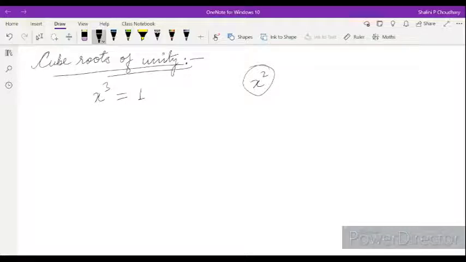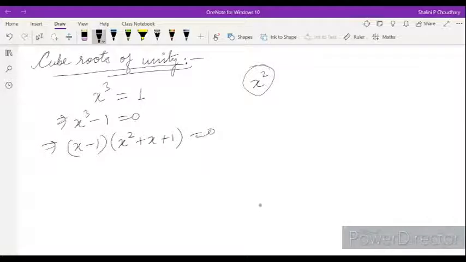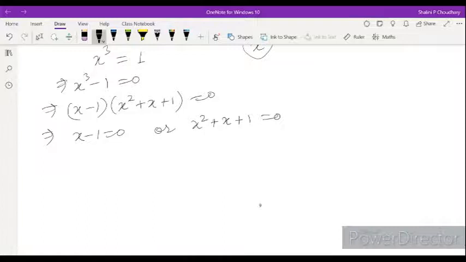So x cube is equal to 1 means x cube minus 1 is equal to 0. Now if we take x minus 1 common, what will be left behind? x square plus x plus 1, that is equal to 0. It means either x minus 1 is equal to 0 or x square plus x plus 1 is equal to 0, right? So one solution we got here, x is equal to 1.